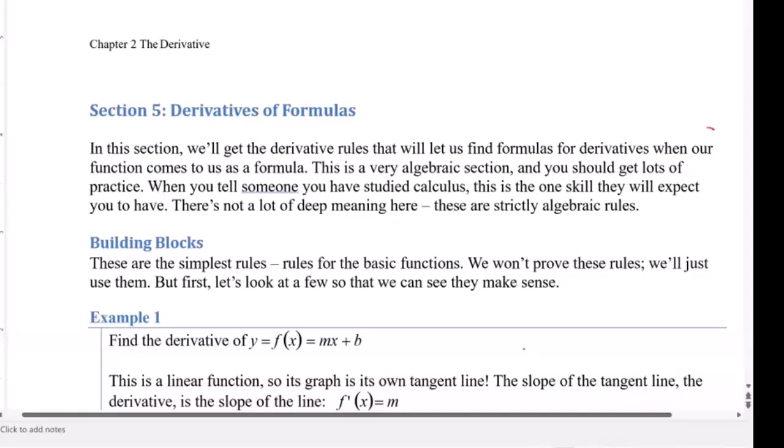And they're talking about algebra. So this is where algebra really starts, and you've got to pay attention. There's not a lot of deep meaning here. These are strictly algebraic rules. So we are not going to think about anything except how to implement these rules.